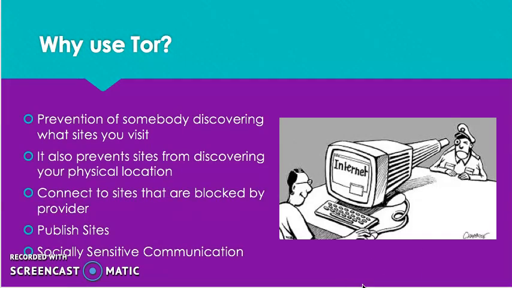And then publish your site. So you can publish sites and other services without needing to reveal the location of the site. And there also is use for socially sensitive communication. So for people who have been involved in violent acts of crime and need somewhere to talk and don't feel comfortable on the internet because people can access this information, they go through Tor so people cannot discover where they are.